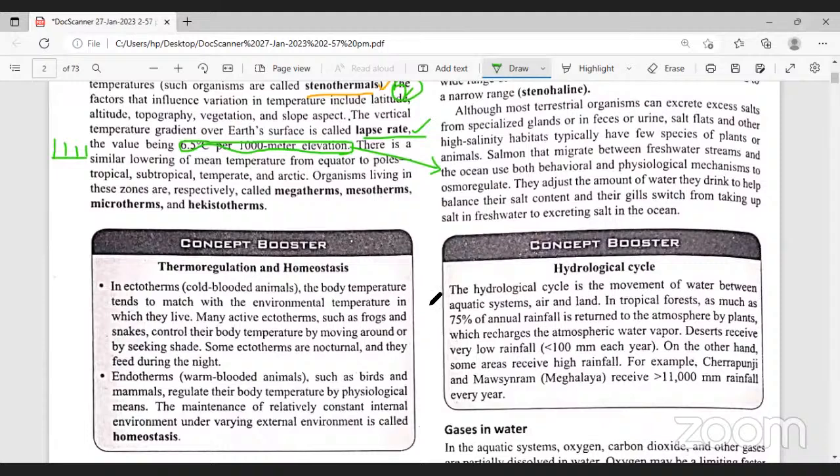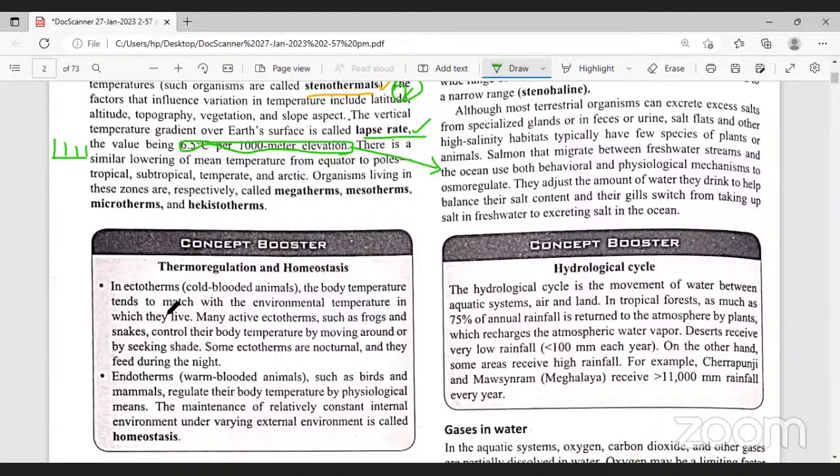Okay, see that one. And not only that, see here: thermoregulation and homeostasis. What's the meaning of homeostasis? Homeostasis is nothing but the body temperature being maintained. Suppose your body temperature is 37 degrees Celsius. It is also related to our room temperature. Suppose it increases, what happens? You are sick. Suppose it decreases, it will also lead to sickness.